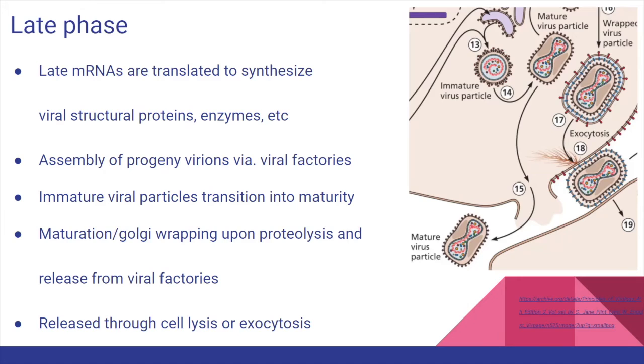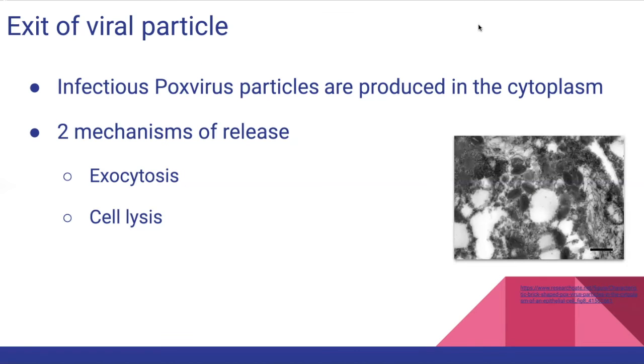During the late phase, this is where late mRNAs are translated to synthesize viral structural proteins, enzymes, and more. This is also where the assembly of progeny virions via viral factories is taking place, while immature viral particles transition into maturity. Maturation and Golgi wrapping upon proteolysis and release from the viral factories is what drives the release through cell lysis or exocytosis.